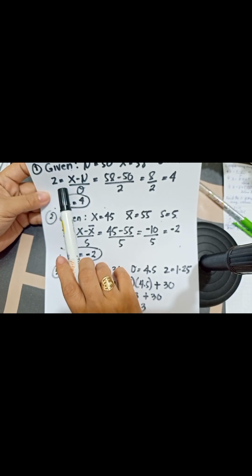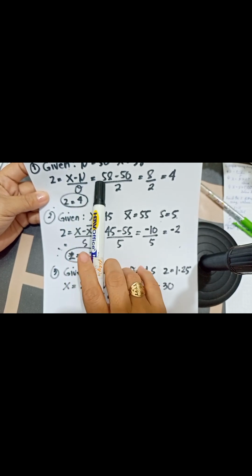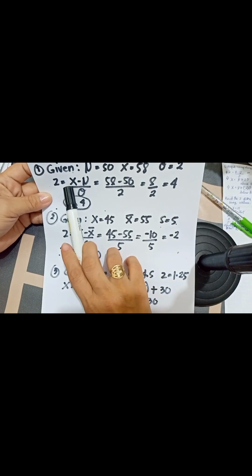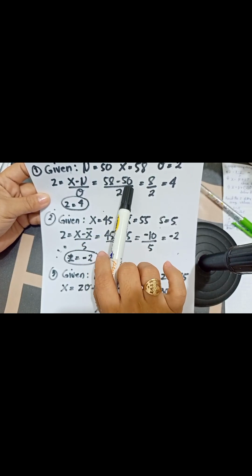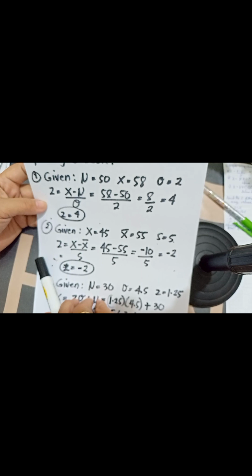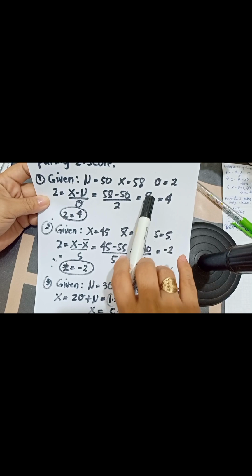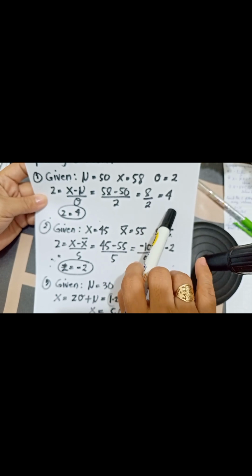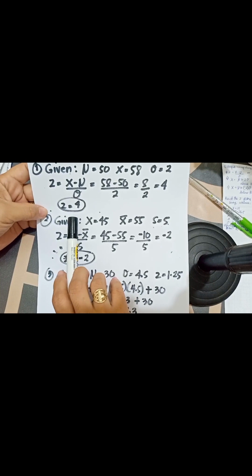We have z is equal to x minus mu divided by standard deviation. So using this formula, substitute the givens. We have x is 58, and population mean is 50, and then divide it by 2, which is your standard deviation. The result is 58 minus 50 is 8, and 8 divided by 2 is equal to 4. And the value of your z is equal to 4.